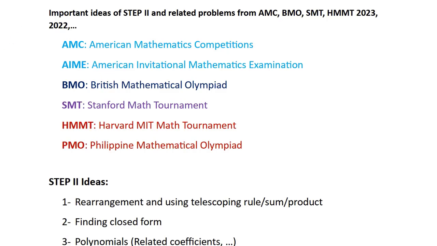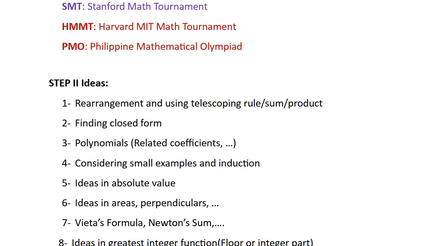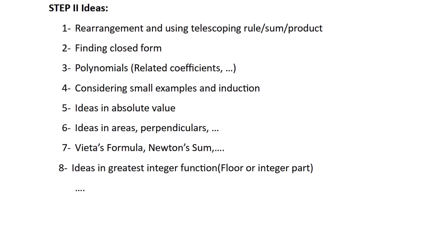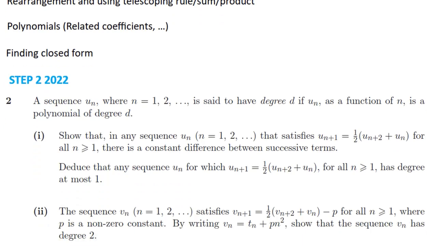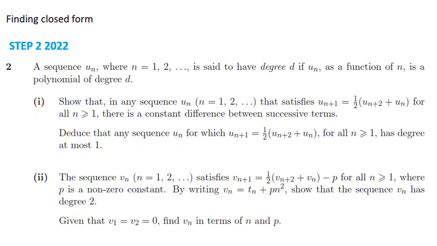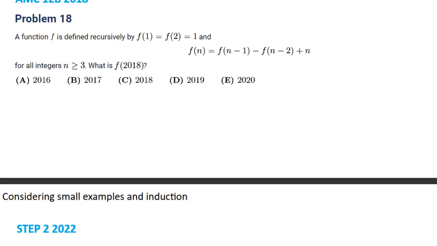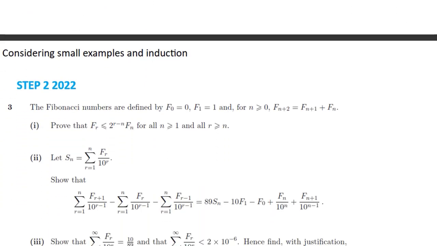In this video, we want to consider important ideas of STEP 2 and related problems from prestigious math exams in USA and the British Mathematical Olympiad in UK. These are important ideas, and from each idea we will solve STEP 2, for example, problems. We work on that 2022 here. Then an AMC problem, American Mathematics Competitions.